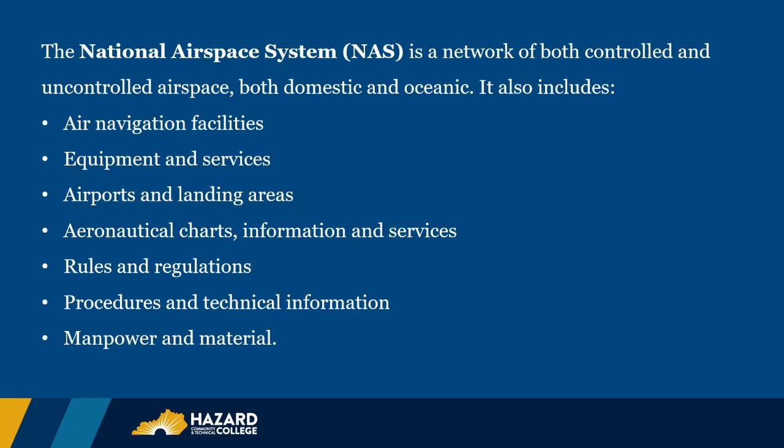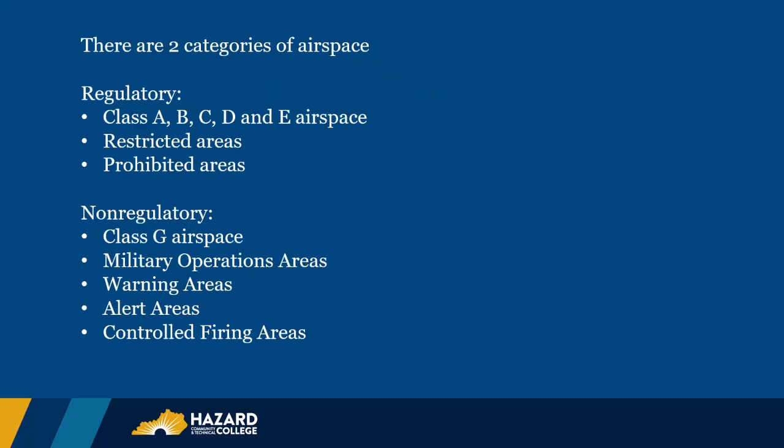The National Airspace System, NAS, is a network of both controlled and uncontrolled airspace, both domestic and oceanic. It also includes air navigation facilities, equipment and services, airports and landing areas, aeronautical charts, information and services, rules and regulations, procedures and technical information, manpower and material.